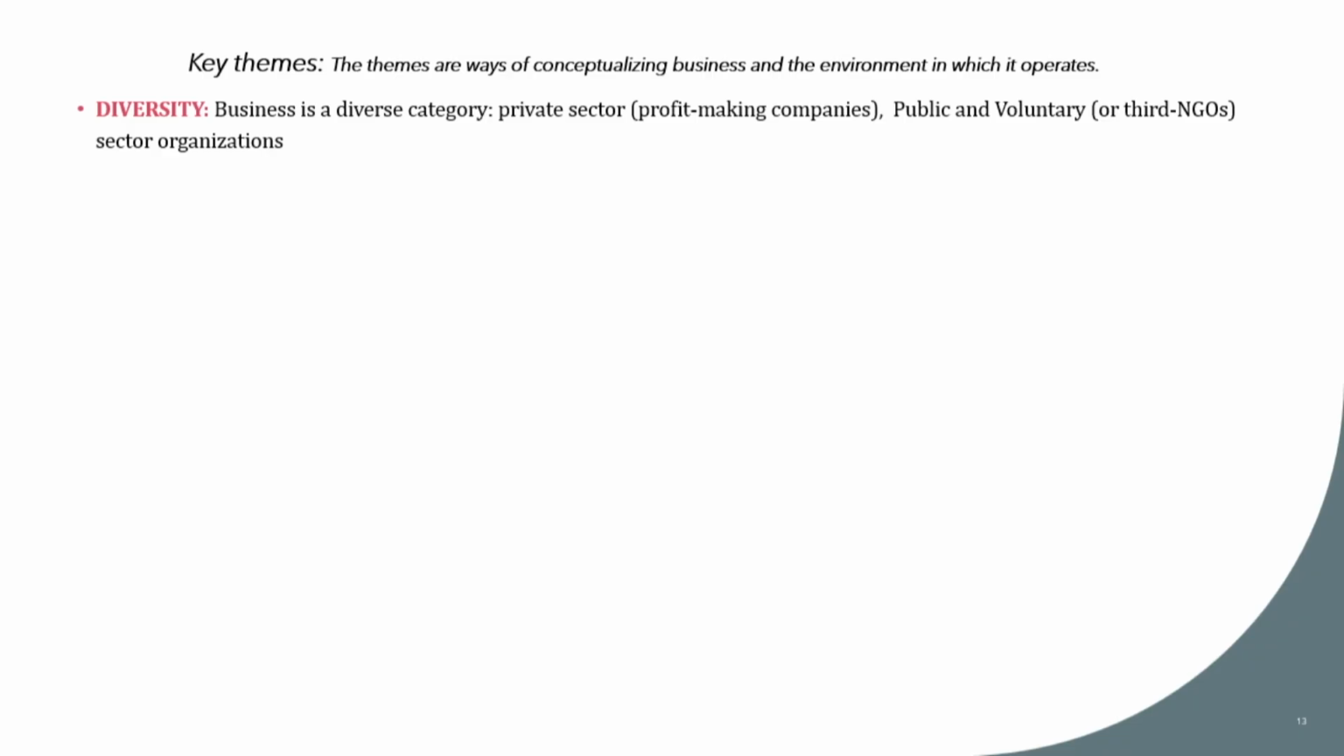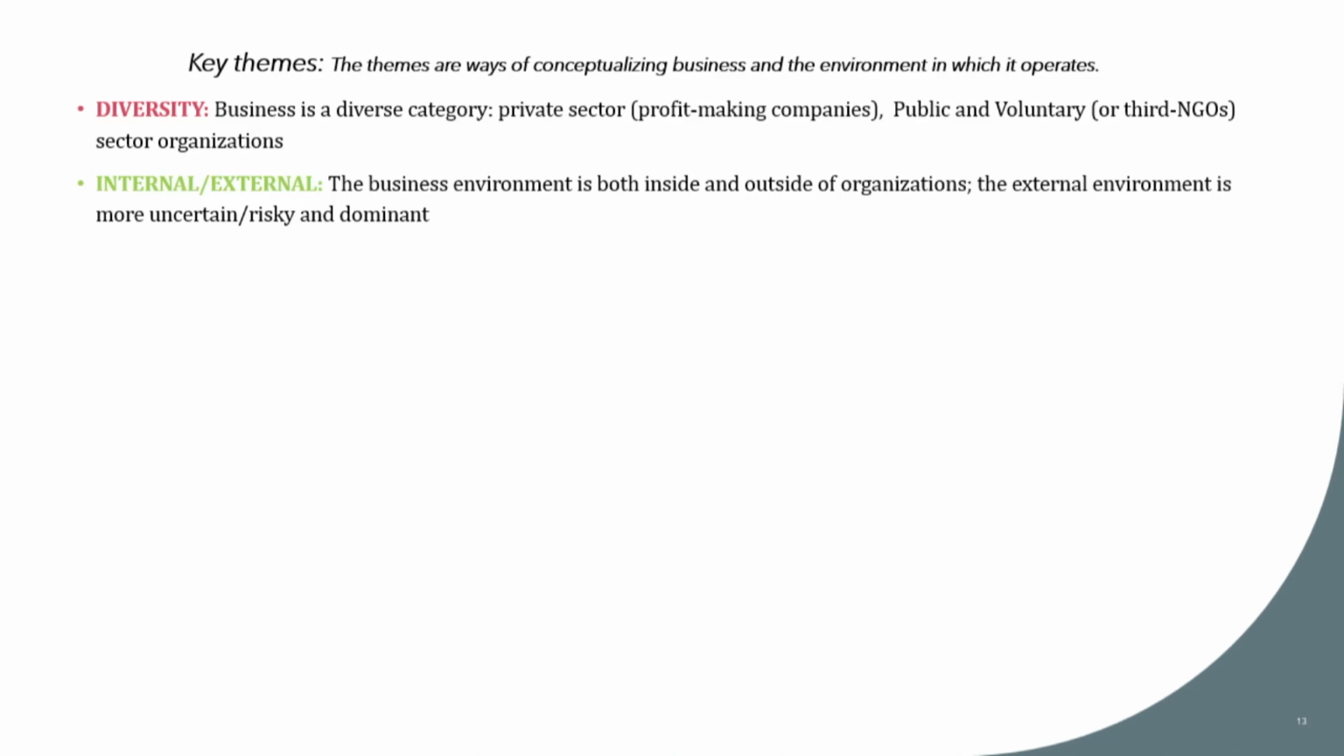So there are different themes. Let me go one by one. One is called diversity. Diversity means, because business is a diverse category, there will be private sector, public sector, voluntary, that is the third NGO, non-government sector organizations. So we need to see what kind of business we are talking about. So diversity is one of the components.